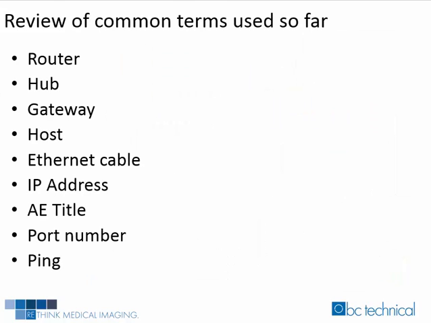Let's take a moment to review some of the terms we have covered so far, but also introduce you to a few other common terms that have to do with troubleshooting in nuclear medicine. A router. This is a networking device that allows multiple medical devices to communicate with each other on the same or multiple networks. A hub. This is a networking device that allows multiple medical devices to communicate with each other on the same network.